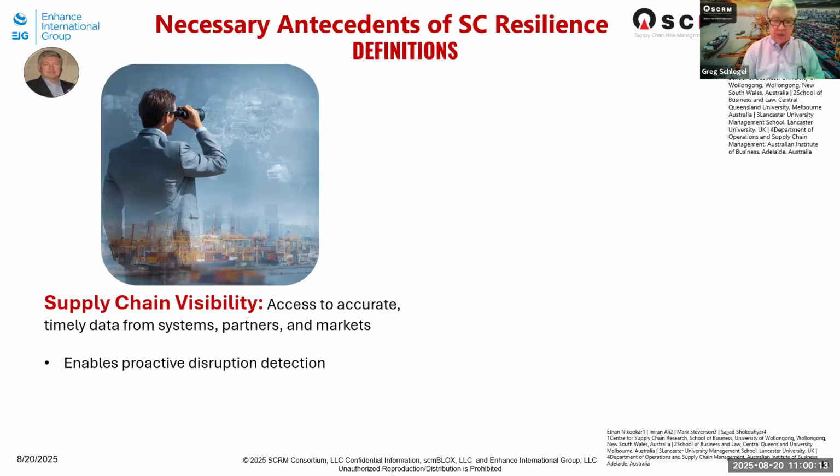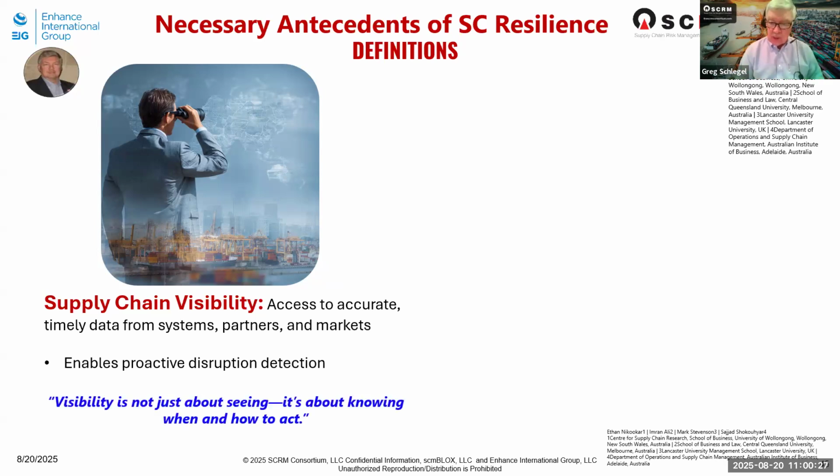Fire away. Let's just talk supply chain visibility. That's one of them. What is that? Access to accurate, timely data from systems, partners, markets. Of course, it enables proactive disruption detection. That's what we feel. We all talk about that. But what is it really? Visibility is not just seeing, but knowing what you see, when to see it, and how to act.